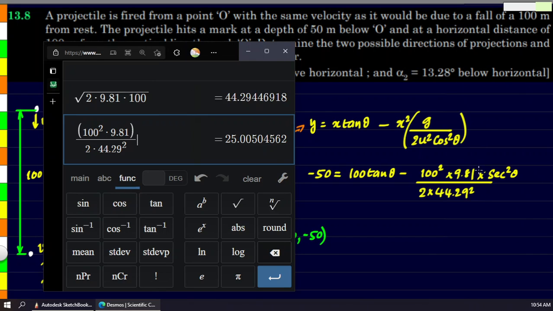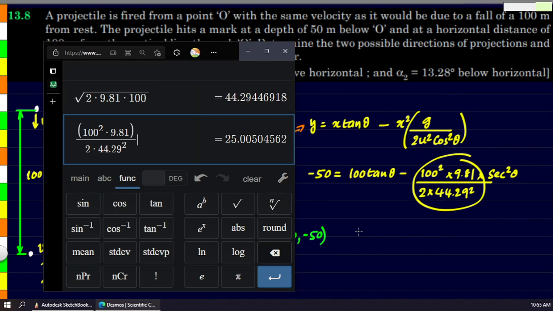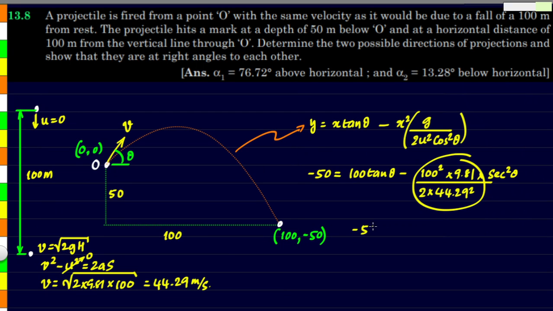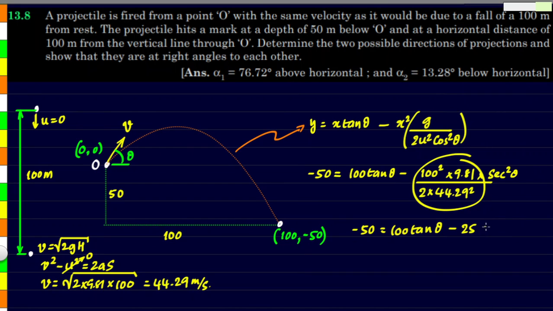So when we calculate this particular coefficient, we get this value. Let's write it down. So minus 50 as it is, 100 tan theta, minus, we are getting 25.00, so we'll just round it off to 25 times sec square. So now sec square can again be written as 1 plus tan square theta. Fine. So that's what we're going to do.